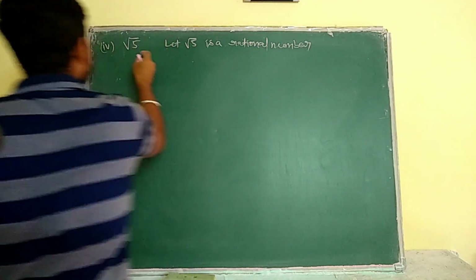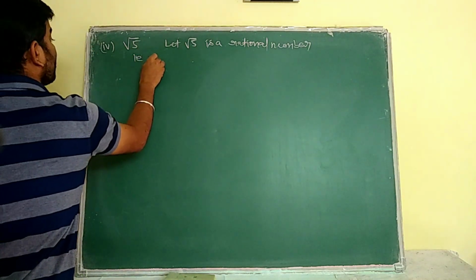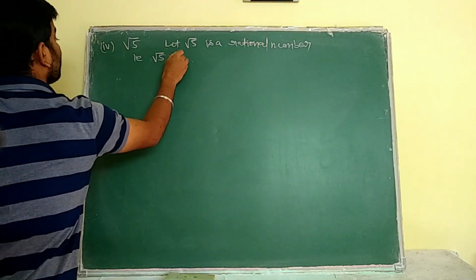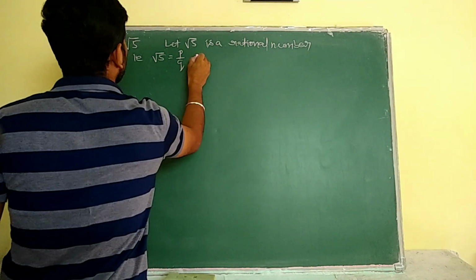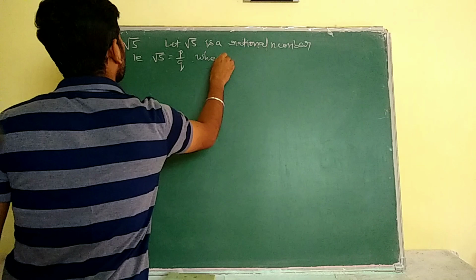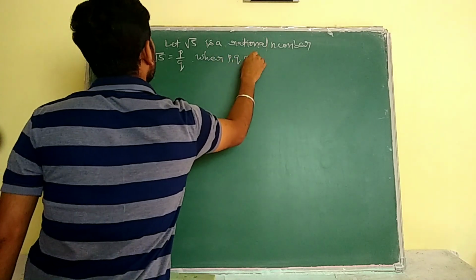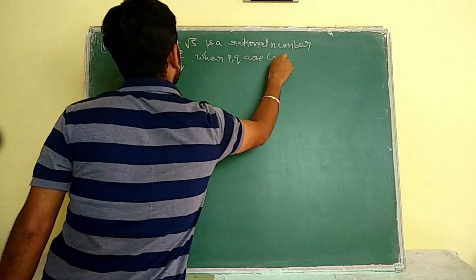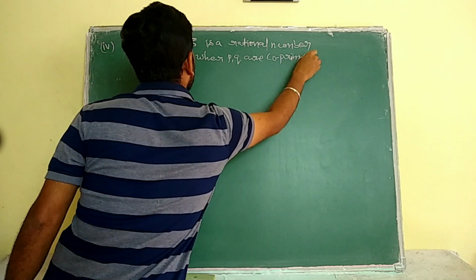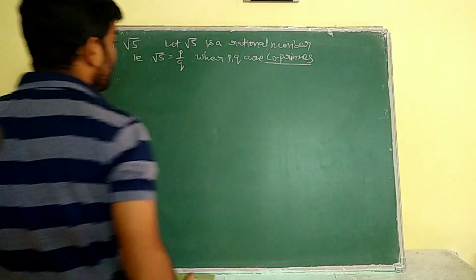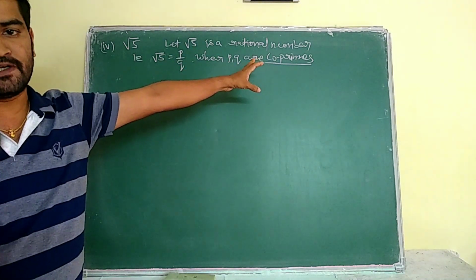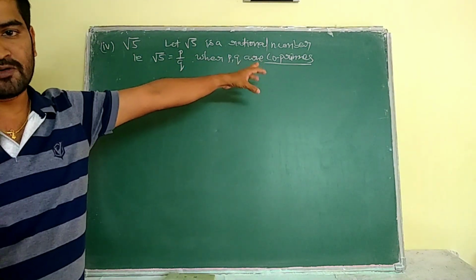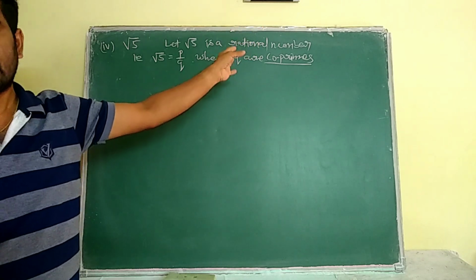So, we have to write root 5 as some p by q. That is, root 5 is equal to p by q. Here we have to write that p and q are co-primes. Co-primes and relatively primes are the same. We are going to solve this problem based on co-primes only. That is why we have to underline that mark.